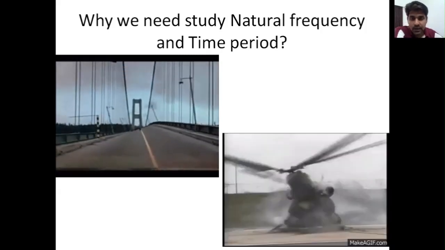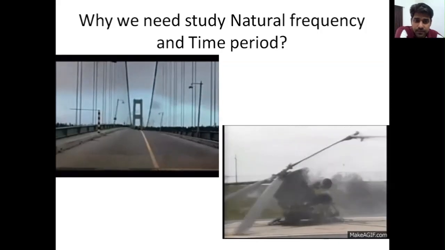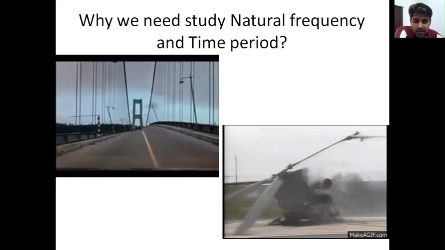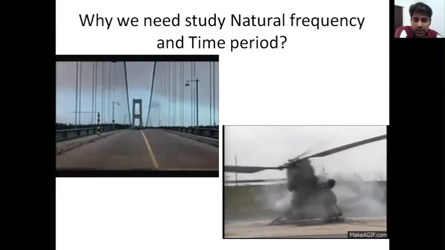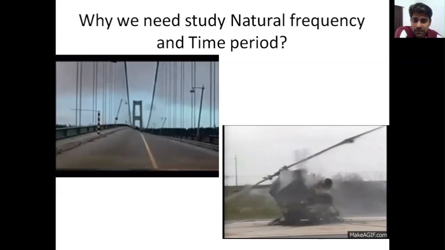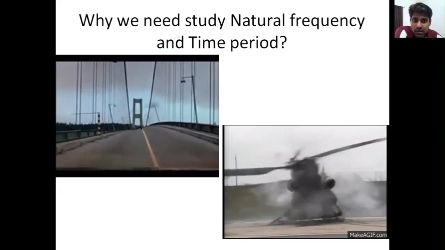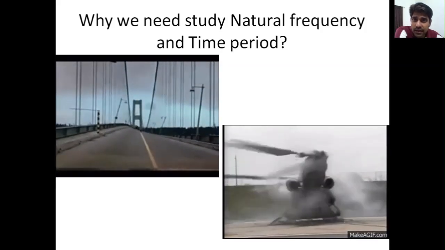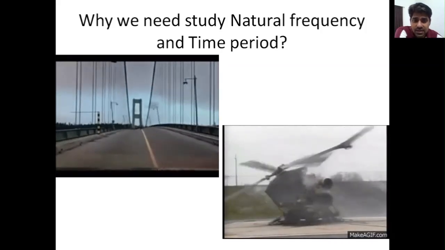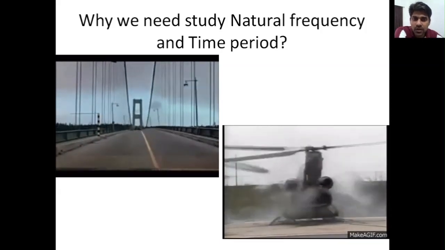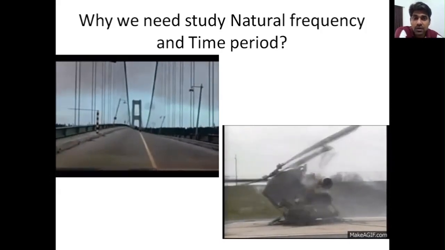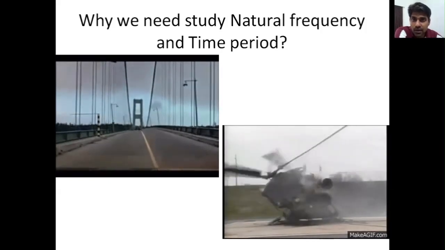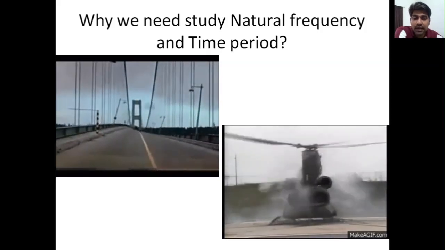Now here is another example, a helicopter. This was a test done with the helicopter. When the fan of the helicopter started to rotate, it generated a frequency, and that frequency happened to match the natural frequency of the helicopter. Resonance happened, and you can see it completely got destroyed. So this is why we are focusing on the study of natural frequency and time period of different objects or structures, so that we can avoid such catastrophe.